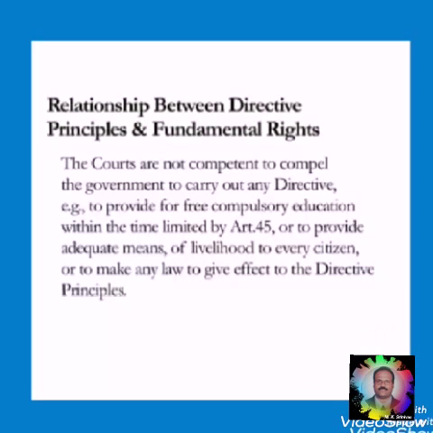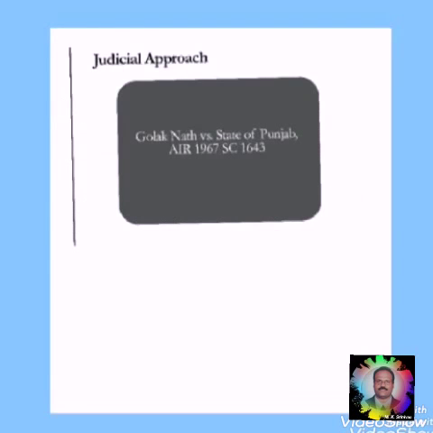The courts are not competent to compel the government to carry out the directives to provide for free compulsory education within the time limited by Article 45, or to provide adequate means of livelihood to every citizen, or to make any law to give effect to directive principles. Now, this judicial approach has been brought by several cases. One of such cases, Golaknath versus State of Punjab, All India Reporter 1967, Supreme Court 1643, is a manifestation of keeping distribution of wealth.